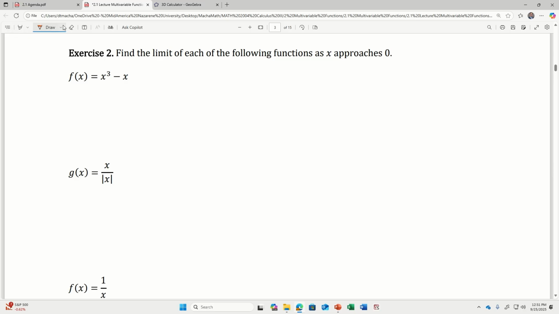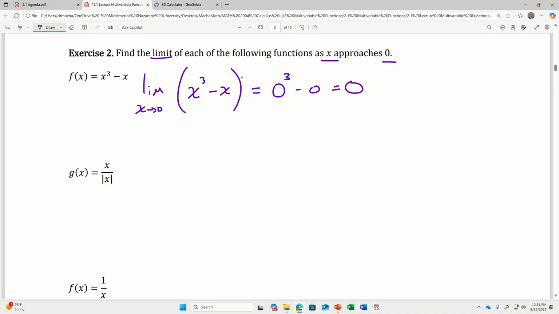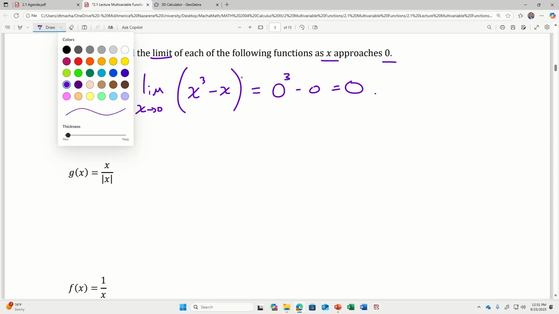But scalar fields have usefulness. Okay, this is a calculus 1 thing, so maybe you guys can answer these questions really quickly. Find the limit of each of the following functions as x approaches 0. So if I asked you for the limit as x approaches 0 of x cubed minus x, what is that? It's just 0. Because it's 0 cubed minus 0, right? So you can just directly plug that in.